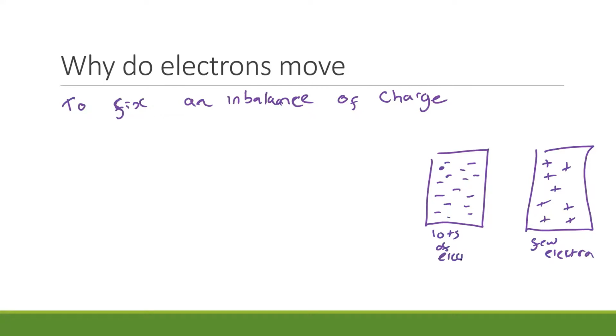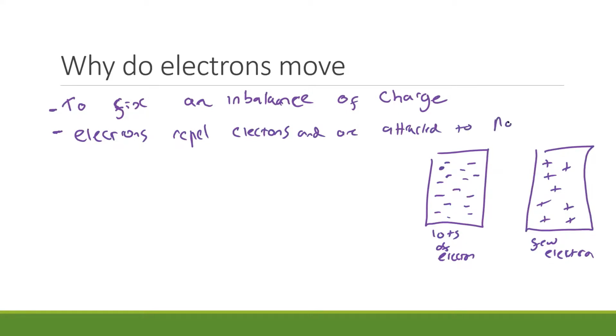So why do electrons move? The electrons move because they want to fix an imbalance of charge. You could also think about it this way, which is the same idea: electrons repel electrons and are attracted to positive charge. So if you have a look, there's lots of electrons on the left and very few electrons on the right.